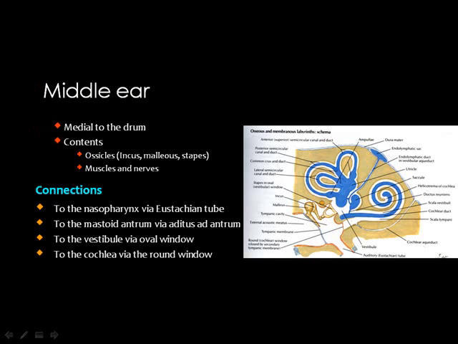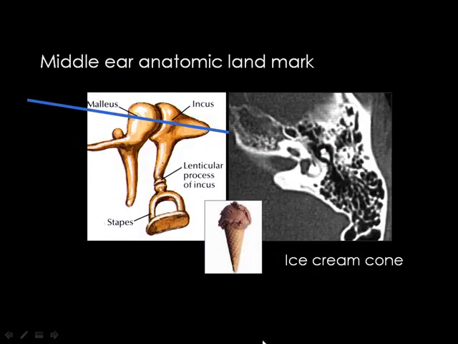Then we came to the middle ear, where the middle ear is composed of the middle ear cavity, which contains the ossicles and some of the muscles and nerves. This middle ear cavity is connected to the nasopharynx through the eustachian tube, is connected to the mastoid antrum via the aditus ad antrum, and is also connected to the vestibule through the oval window and to the cochlea through the round window. And these structures can be seen easily on the CT scan.